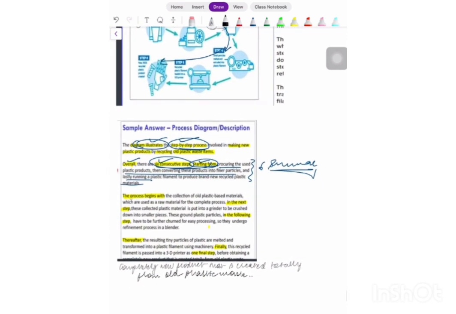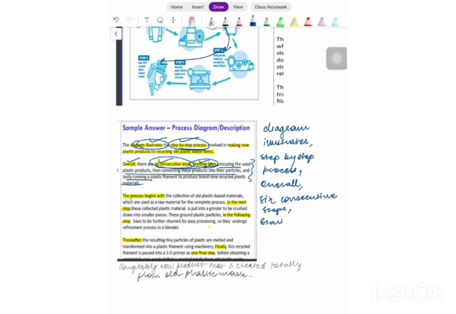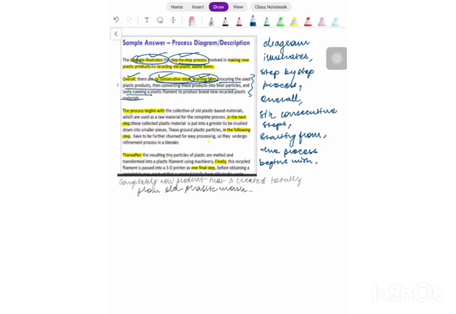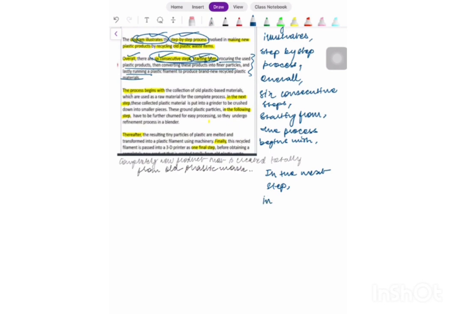Now there are some good words used here which we should learn, and those are diagram illustrates, then step by step process, overall, 6 consecutive steps starting from, the process begins with. तो ऐसे करके ना आप अपना खुद का एक स्ट्रक्चर और फॉर्मेट क्रिएट कर सकते हैं. ओके, इन द नेक्स्ट स्टेप, and this structure can be used universally for any kind of answer in the following step.